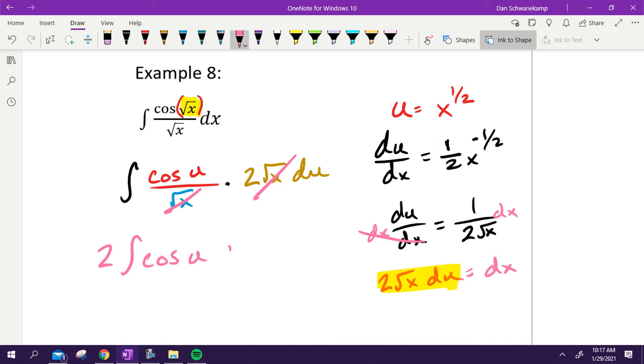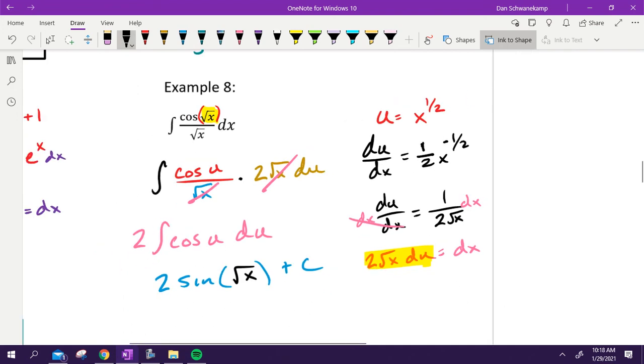We're taking the antiderivative of cosine u du. Caden, what's the antiderivative of cosine going to get me? Sine. We can plug in what u is, and it's plus c. My u is going to be the square root of x. That right there is my answer.